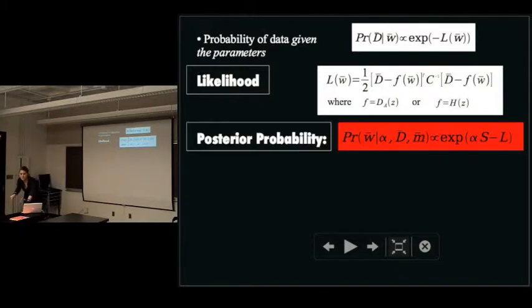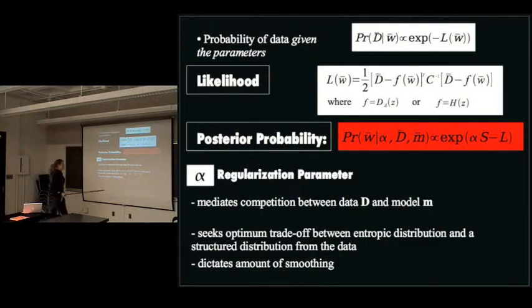So if you then look at the posterior probability from before, you'll see that it essentially reduces to a competition between your entropy, your entropic distribution, and the likelihood. So the likelihood is going to introduce structure into the distribution, whereas your entropy, as I said before, is going to be your least informative distribution. It's going to have a smoothing effect. And this competition is mediated by this parameter alpha. So it's a regulator, and it determines the competition between the data and the model, or the default model M.